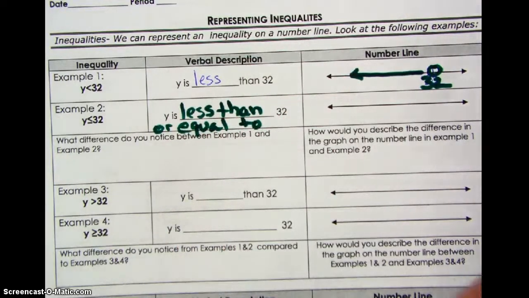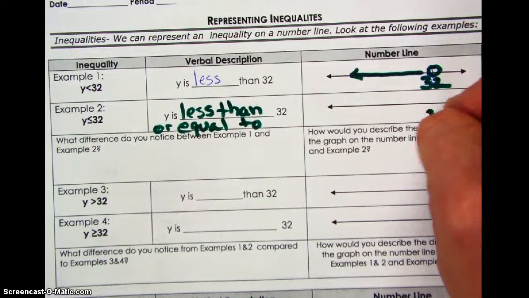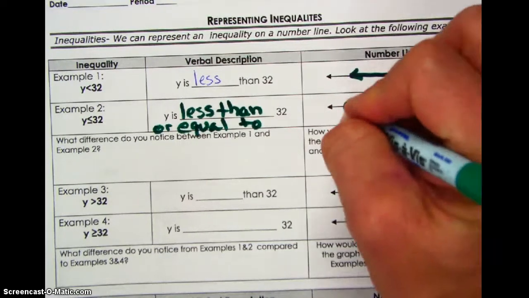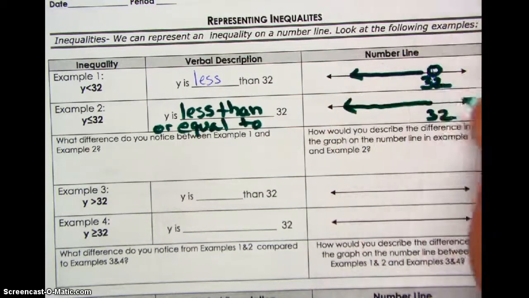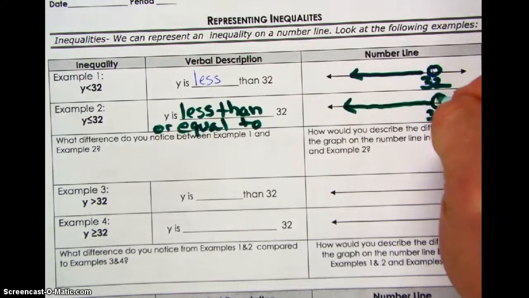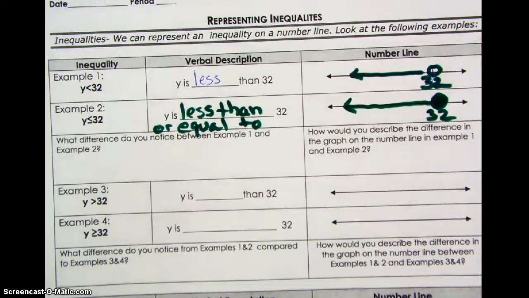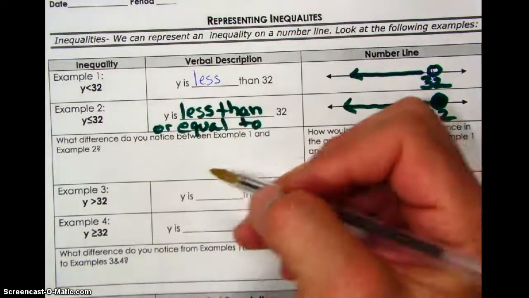Okay? So what's really different in this one is only this. We're still going to have 32. It's still less than and point to the left. What's different here is that the circle is filled in. That's visually significant, that it could also include 32. So let's just record what I just said.